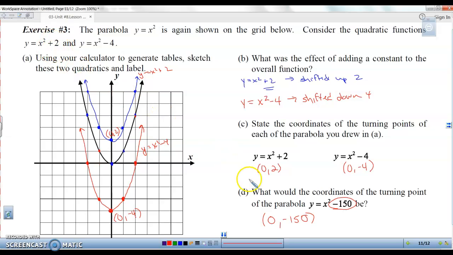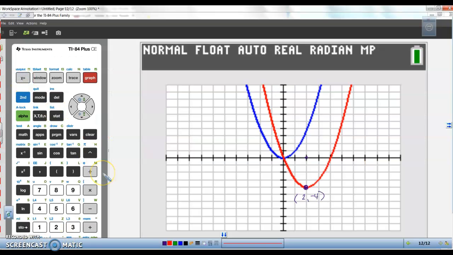Outside the parentheses here is going to be up or down. Plus means up, and minus means down. So this is up, this is down.